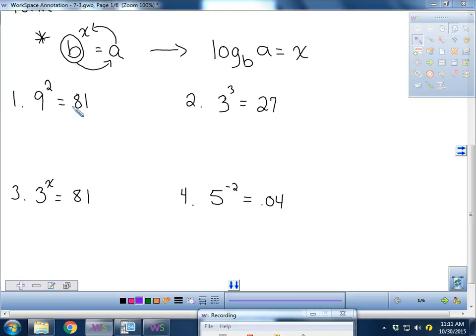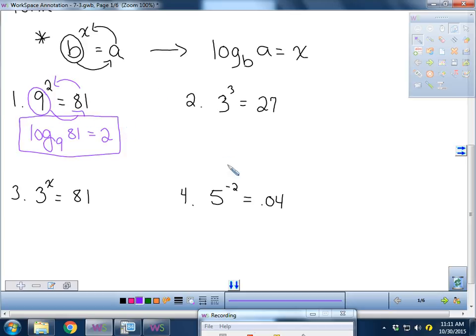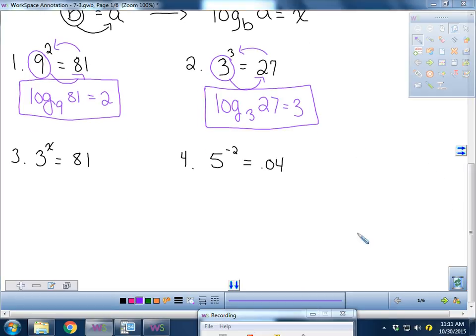So if I'm going to rewrite these, I would start by putting a log down. And then I would say log base 9 of 81 equals 2. And I'm done. So you're just rewriting from exponential form to logarithmic form. All right, same thing over here. I've got log base 3 of 27 equals 3. And I have rewritten that. By the way, that is a true statement. All of these make true statements.